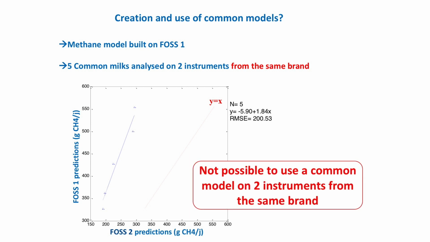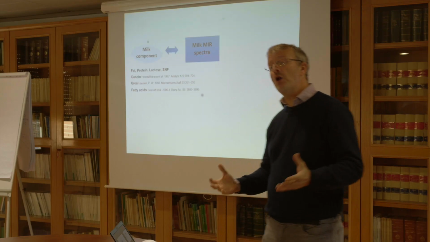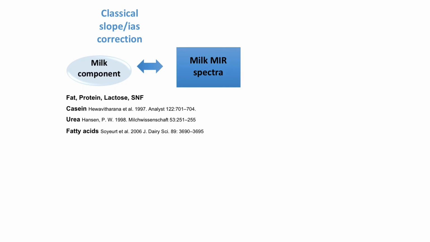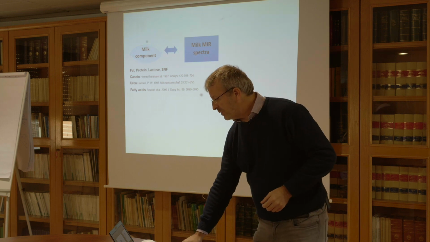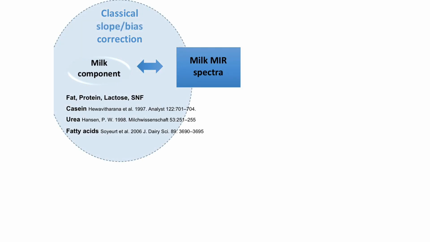It means that it's not possible to use a common model on 2 apparatus of the same brand. That's a problem. But it's a known problem for the persons who work with mid-infrared apparatus. In general, what we do, because it's due to the fact that you have different apparatus, is make a correction to your spectra. And in reality, what is done with some components like fat, protein, lactose, urea, in general, in all the labs in the world, they use what we call classical slope bias correction.